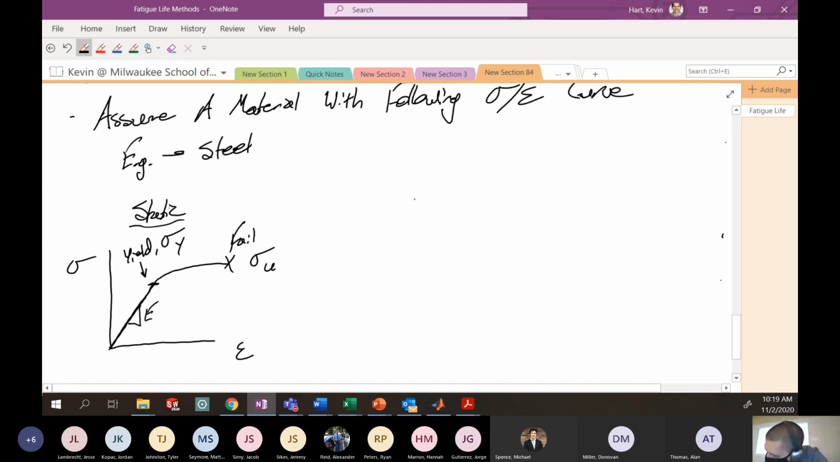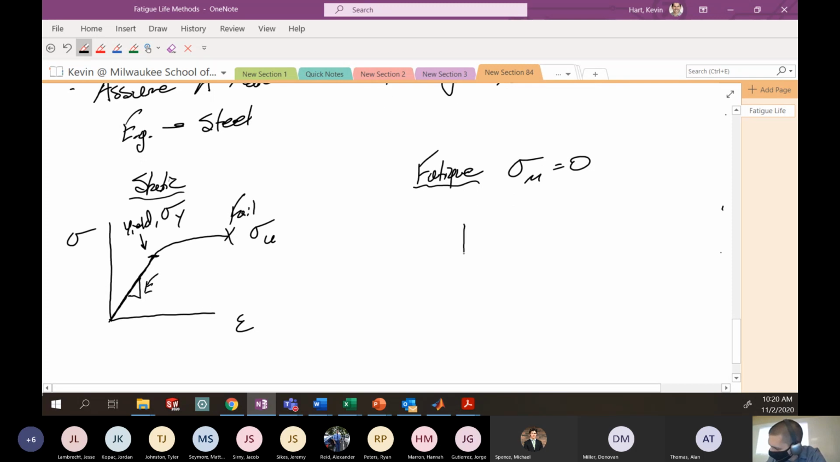In fatigue, there are different types of fatigue loading that you might experience. And let's just say that we're fatiguing with a mean stress of 0. What I mean by that is that your sinusoid is basically around 0 stress. Let me maybe draw this a little bit. Give myself a little bit more space here.